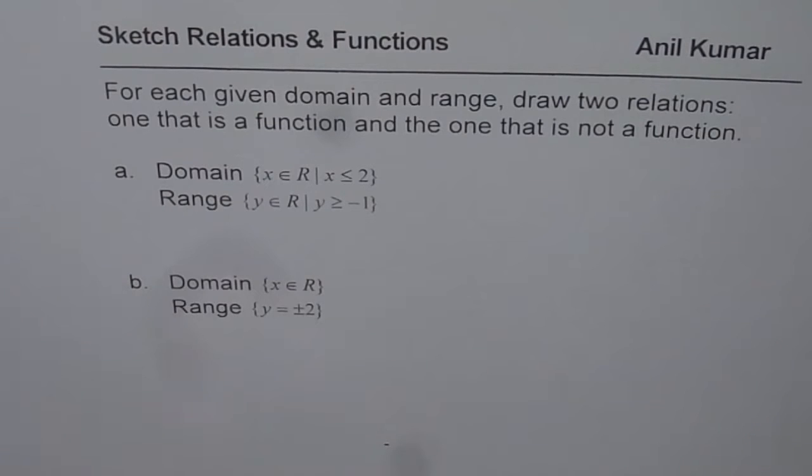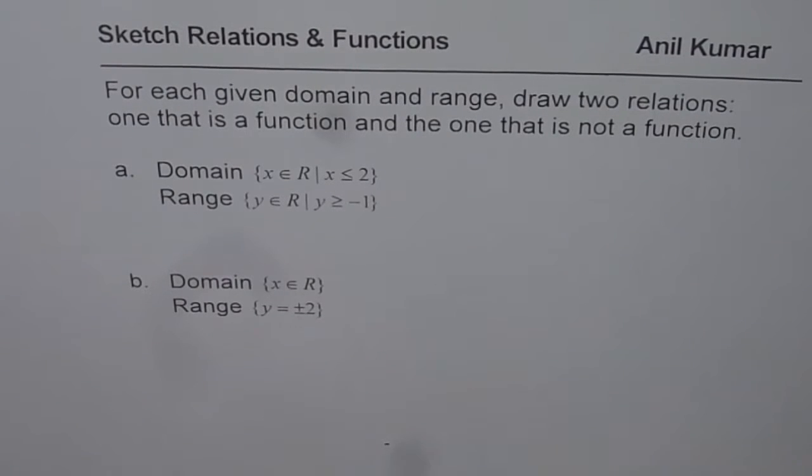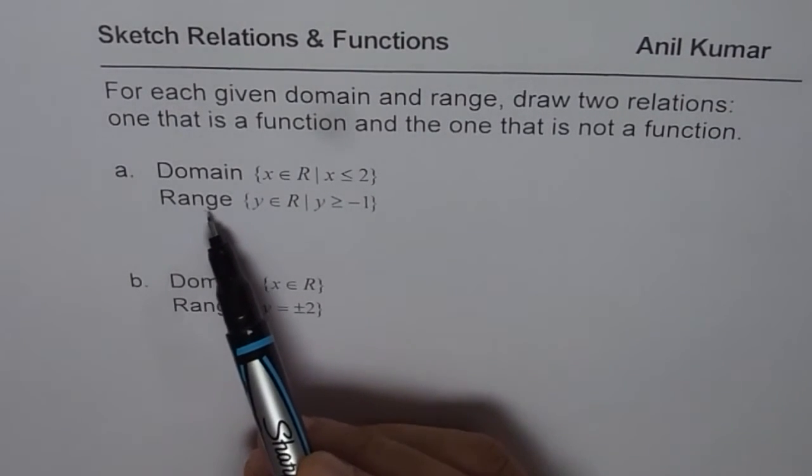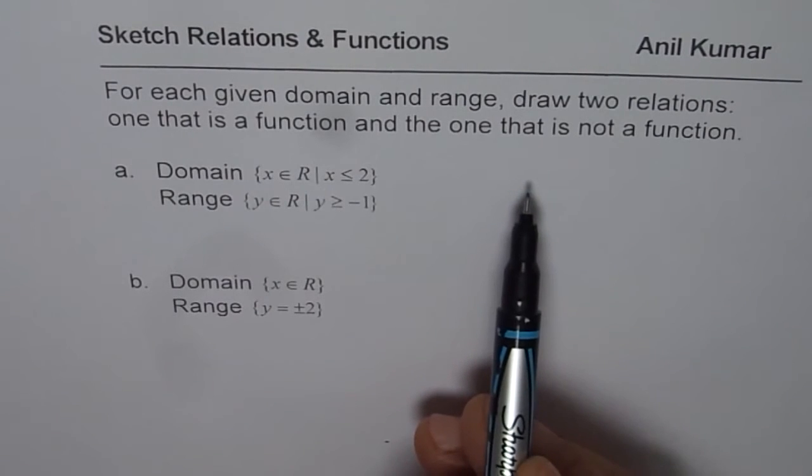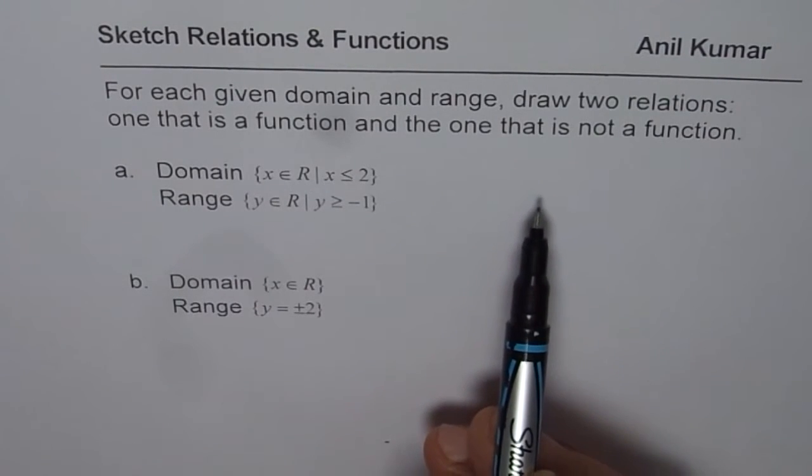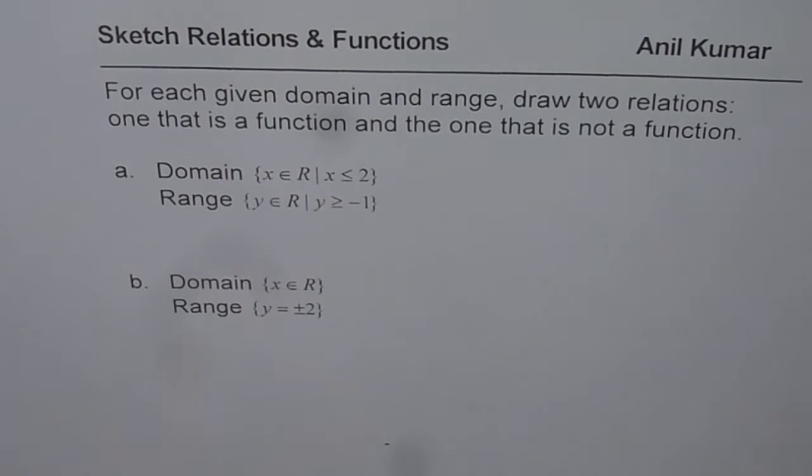I'm Anil Kumar, and in this video we'll learn how to sketch relations, and we'll also see how to sketch relations which may not be functions. The question here is, for each given domain and range, draw two relations, one that is a function and one that is not a function. So in this question, we are given domain and range. We need to sketch two graphs. Both graphs will be relations and one of them will not be a function. That is what we need to do.